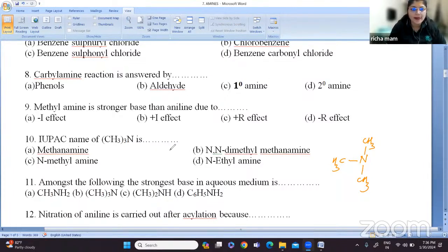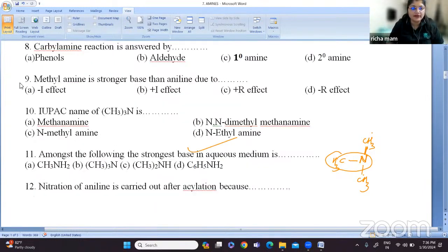What is the IUPAC name? It is an N,N-dimethyl. The options are: A, methylamine; B, N,N-dimethylmethanamine; C, N-methylamine; and D, N-ethylamine. So it is N,N-dimethylmethanamine. At the N position there are two methyls, and this is a methanamine. So the IUPAC name is B.